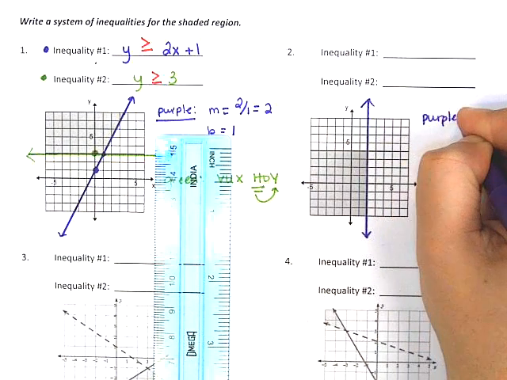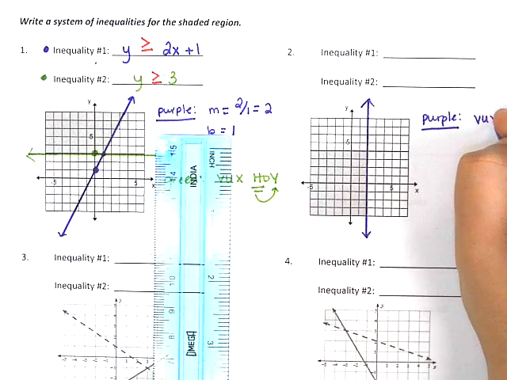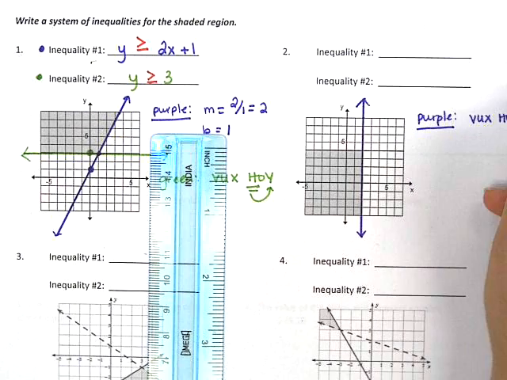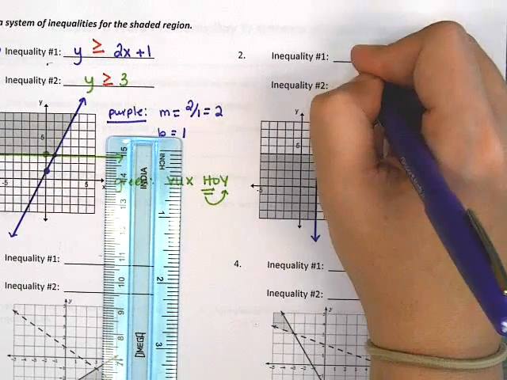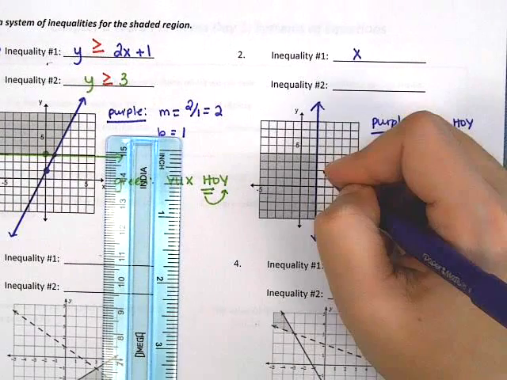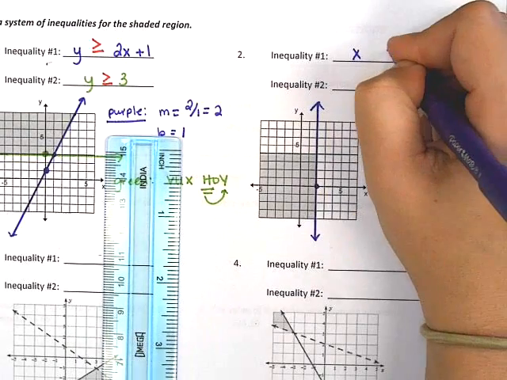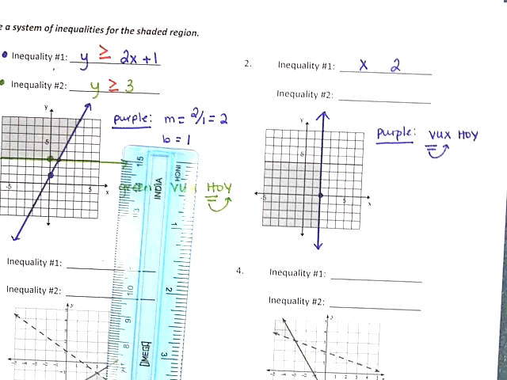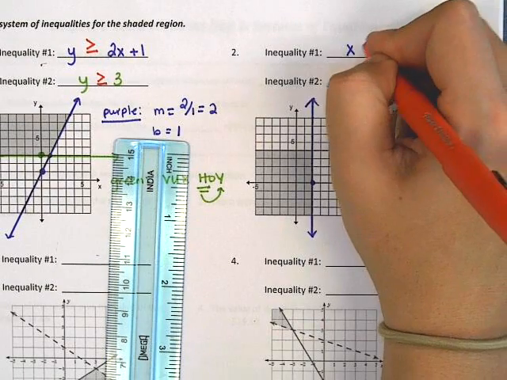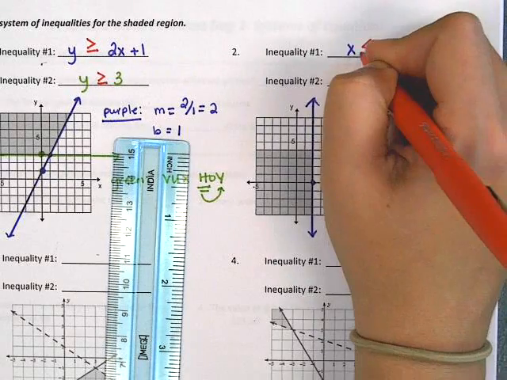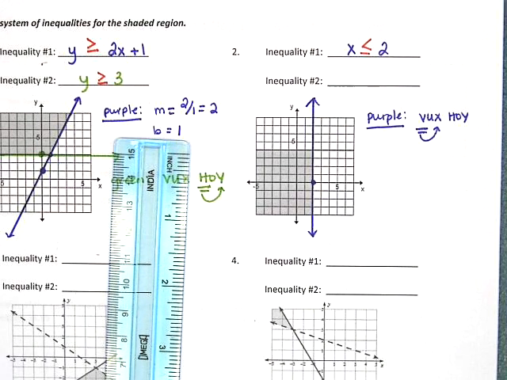So for my purple line, I'm going to need to remember VUXHOY because it's a vertical line. If it's a vertical line, I know I use the letter X, and it crosses the axis at 2. So I'm going to make it X and then space and then 2. Now the shaded part of this graph is to the left, so I'm going to make it a less than, and it is a solid line, so I'm going to make it an equal to.